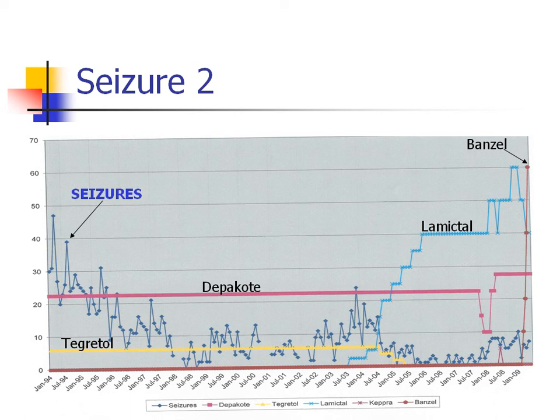The Tegretol was discontinued by July of 2005. You can see that in the yellow line, and this did not cause the seizure frequency to go up. So just looking at that briefly, it looks like the Lamictal and the Depakote combination might be the best thing for this particular individual.